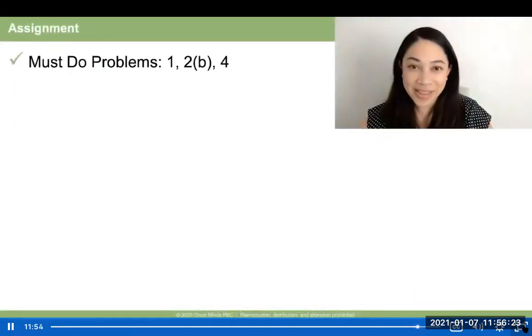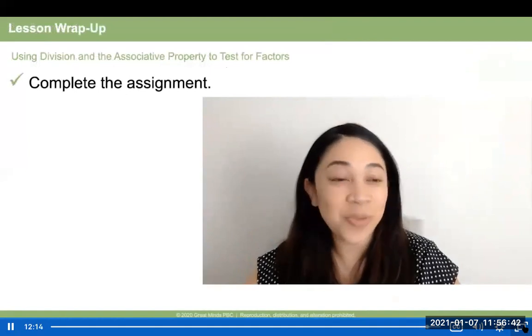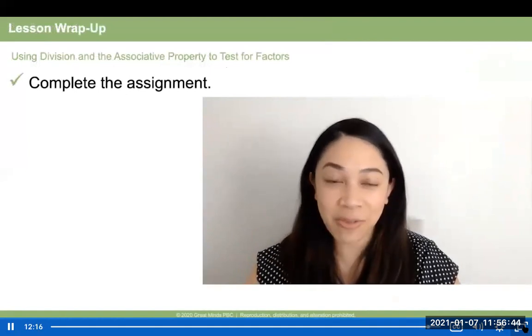For today's assignment, your must-do problems are here on the screen. Go ahead and set a timer or watch the clock for 10 minutes to complete these assigned problems. If you have any additional time, feel free to work through any other problems on the pages. In today's lesson, we use division and the associative property to test for factors.